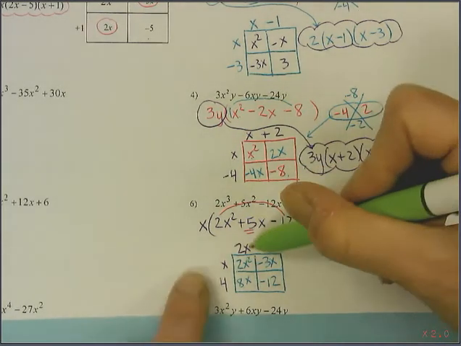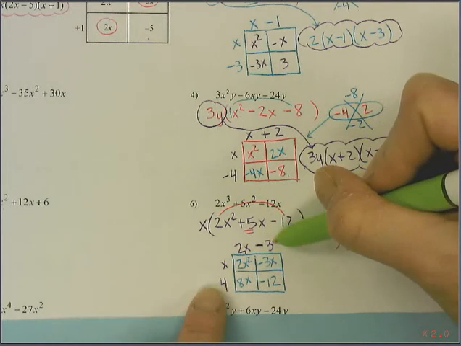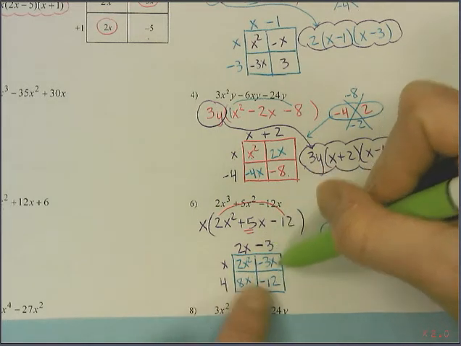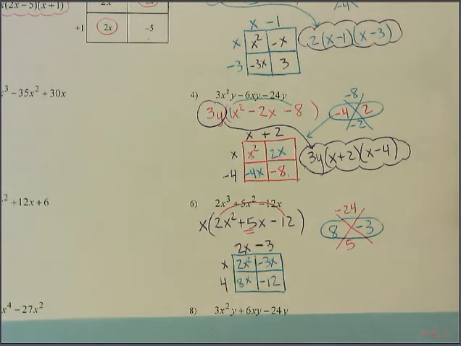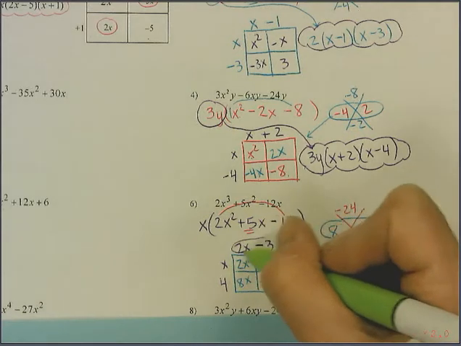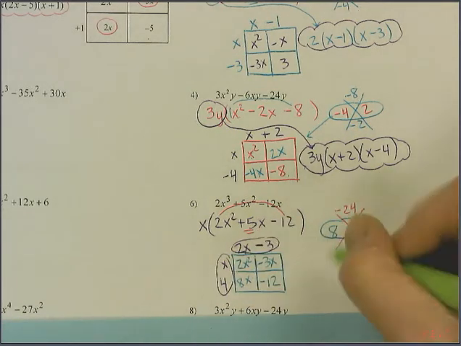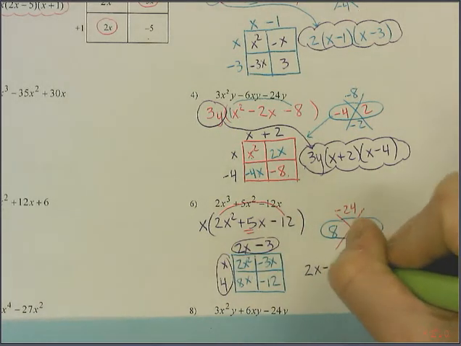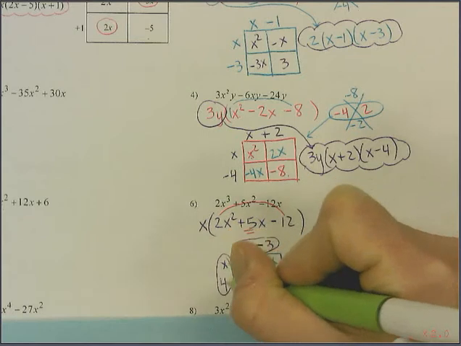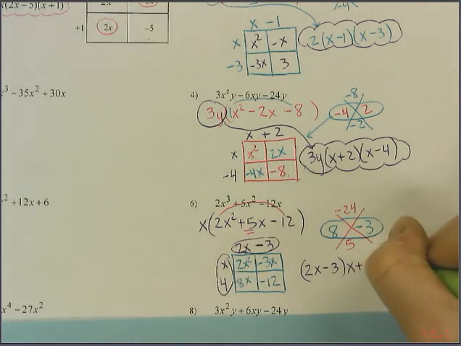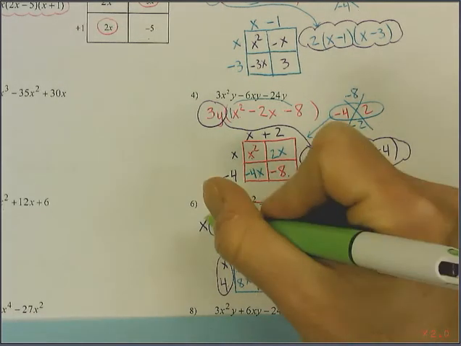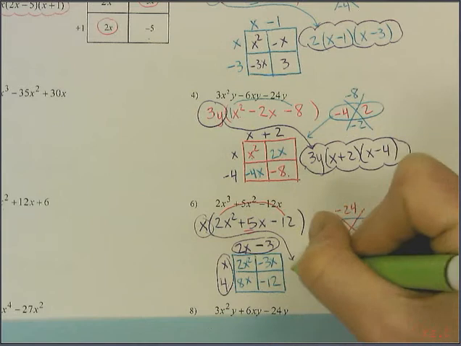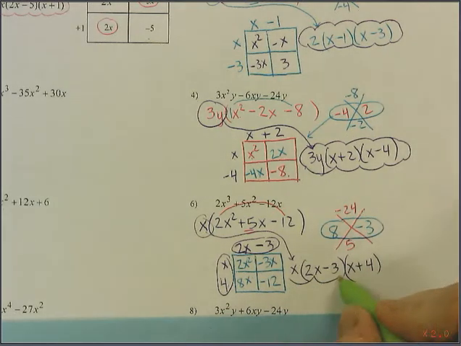And again, just double check all of the dimensions. 4 times negative 3 gives me negative 12. And you can check all of them that you did that right. So one factor is 2x minus 3. The other factor is x plus 4. And of course, our original GCF, bring that guy down, x right out in front.